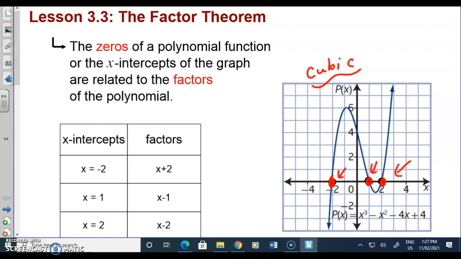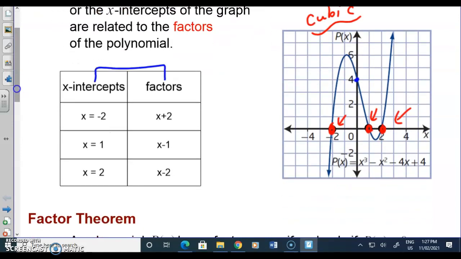Now, we have already looked at some concepts such as end behavior. We've looked at the y-intercept. We've looked at positive and negative leading coefficients. But now I want to look at the relationship between x-intercepts and factors.